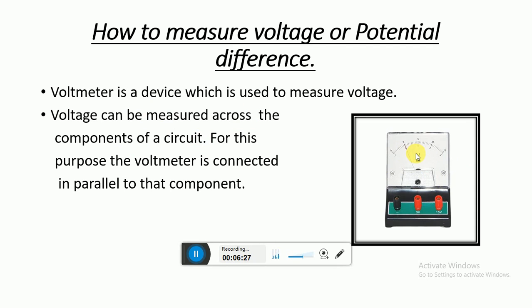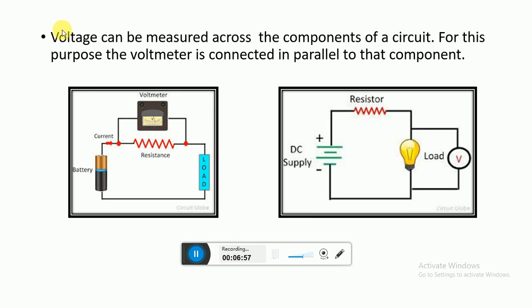Look at the figure on the right side. This is a device which is called a voltmeter. For this purpose, the voltmeter is connected in parallel to that component. So whatever the component is where we want to determine the voltage, we will connect the voltmeter in parallel. Let's try to understand these two sentences, or the second point, as shown in the figure. As I told you earlier, voltage can be measured across the component of a circuit. For this purpose the voltmeter is connected in parallel to that component.